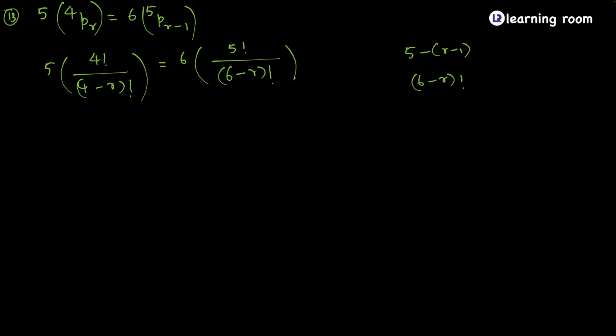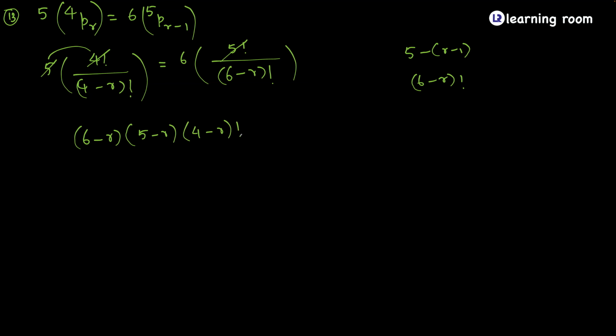Right? So how can I write this? If you observe here, I have 5 factorial. So 5 into 4 factorial is 5 factorial. Cancel it. Right. So after that, among 4 minus R factorial and 6 minus R factorial, which one is bigger? 6 minus R is bigger, because from a bigger number, you are subtracting the same value. So I'll bring the 6 minus R factorial this side. So 6 minus R into 5 minus R into 4 minus R factorial.